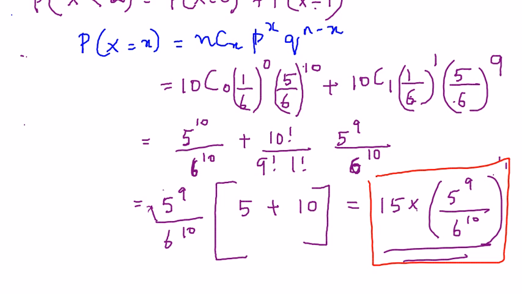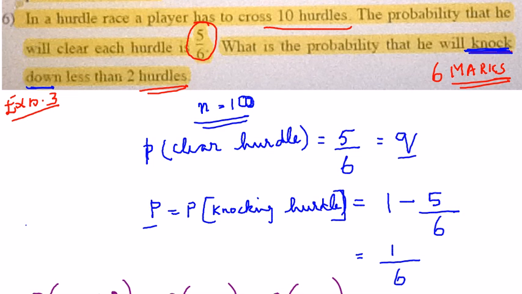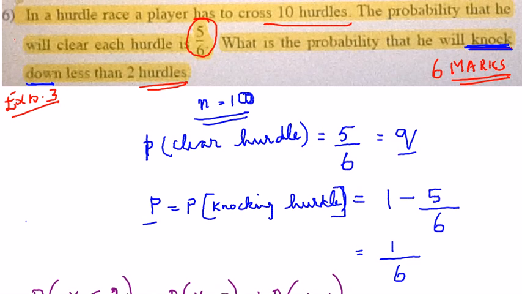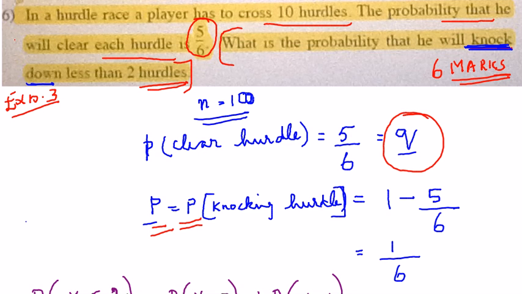In this sum, all you have to remember is that the probability of the success event, that is P, is actually the probability of knocking down the hurdle, right? So although the probability of clearing the hurdle is given as 5 by 6, that will be taken as Q, which is the failure event. That is because we have to find out the probability of knocking down the hurdle, and that is the probability of the success event in this particular sum. So always look at what the question is and then decide what your P and Q are going to be. So that's the only catch in this sum. Otherwise it's a very simple sum to solve.